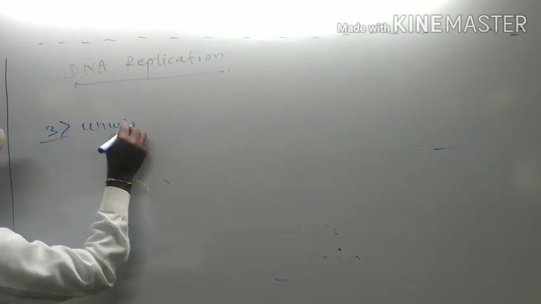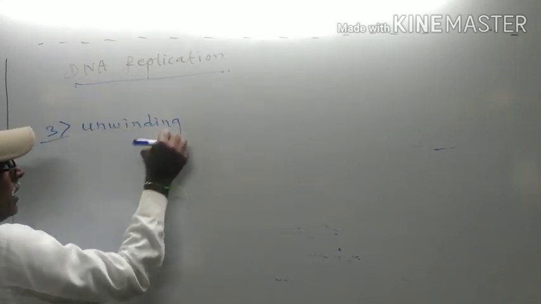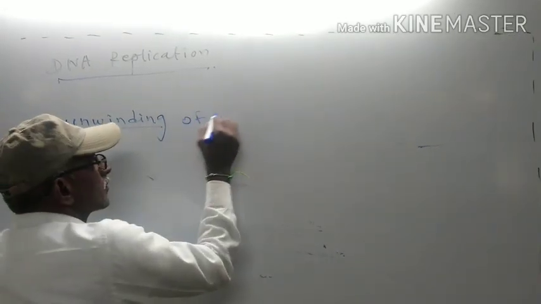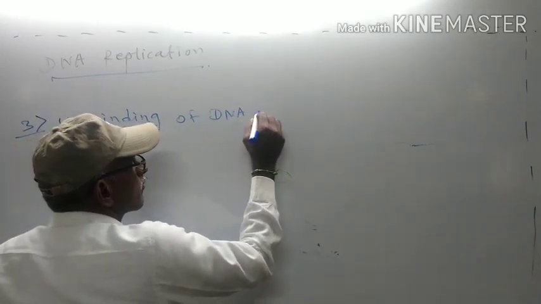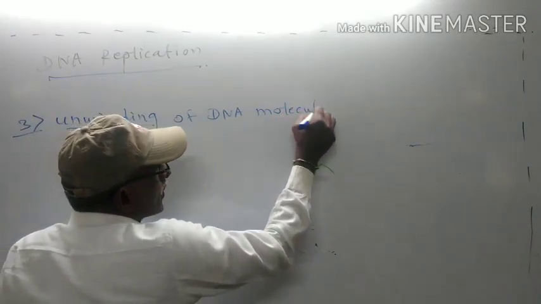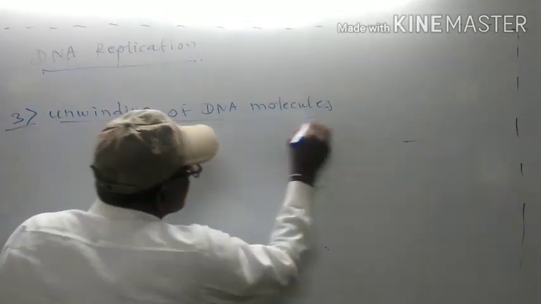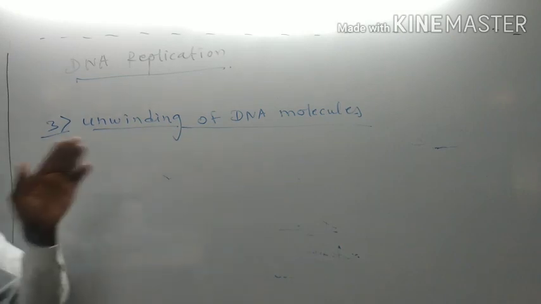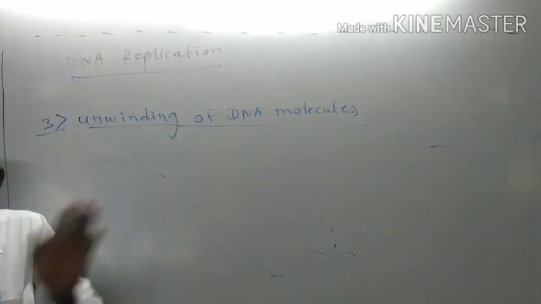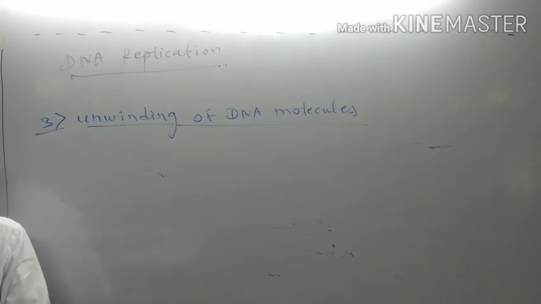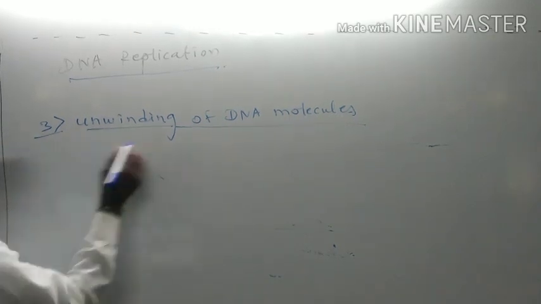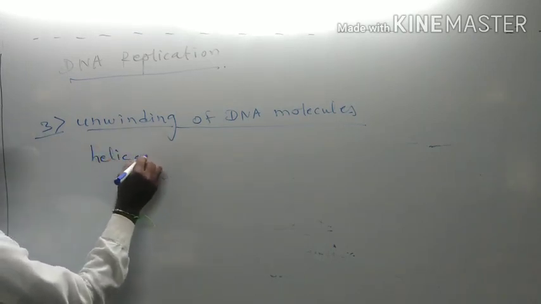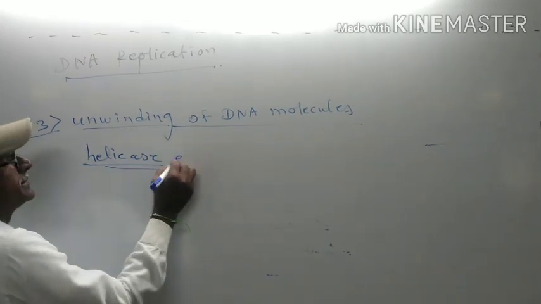Unwinding of DNA strands. So after giving the nick by endonuclease enzyme, the DNA strands unwind. They start to separate from each other, and this is done by whom? Helicase enzyme. This unwinding is catalyzed by whom? Helicase enzyme. Due to the helicase enzyme, unwinding is there.